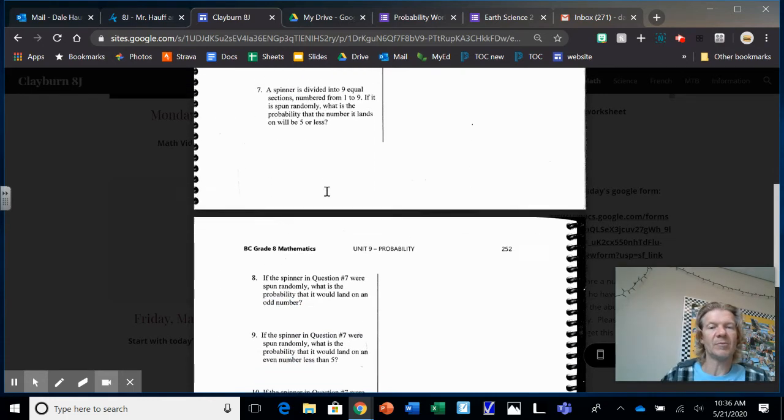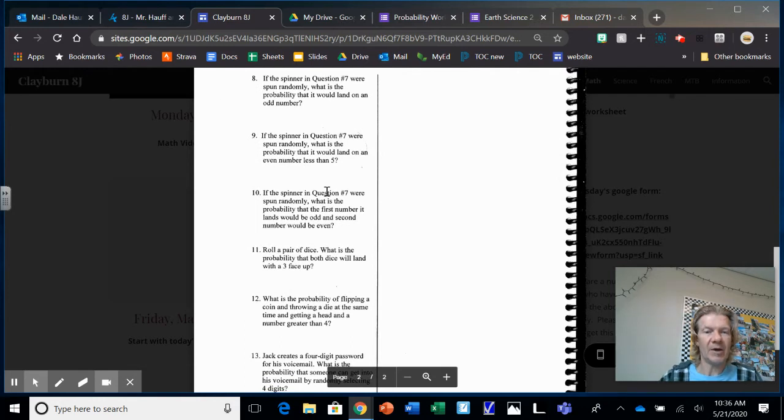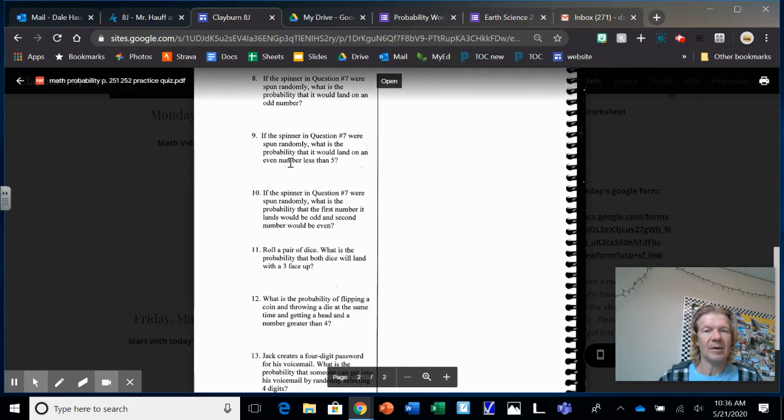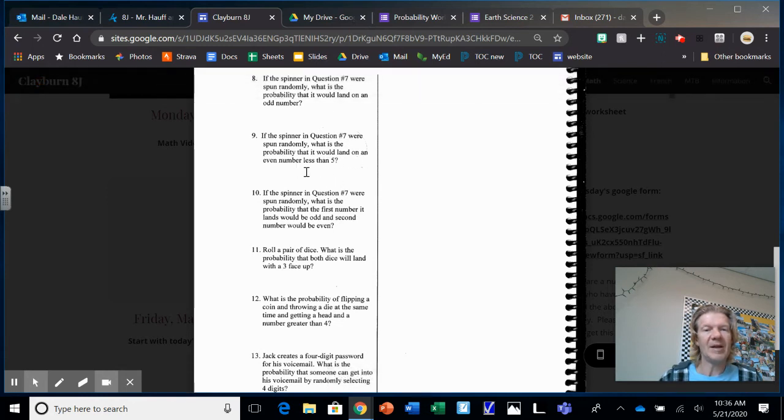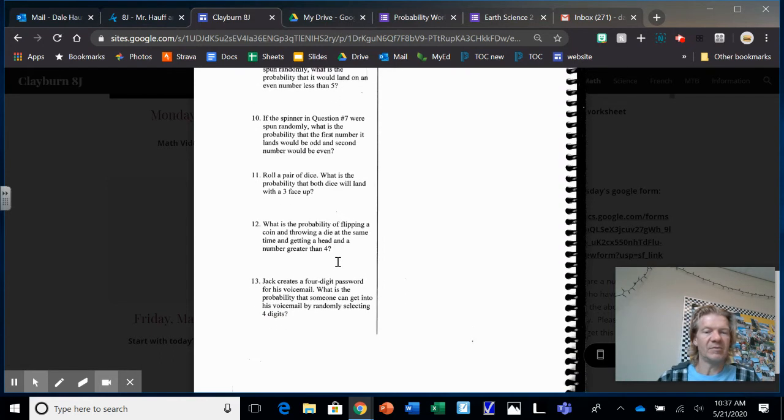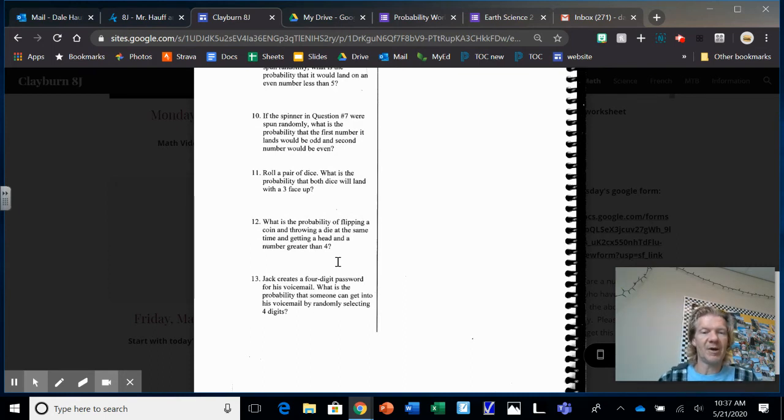If you get past this and start working on these, there's some more sophisticated questions here as you go. So if the spinner in question 7 up here were randomly spun, what's the probability that it would land on an even number less than 5? Well, you have to know what even numbers are: 0, 2, 4, 6, 8. Okay, so less than 5. So 5 is not counted because it's not less than 5. It was not even anyway. 4 is even, and 2 is even, and 0 is even. But 0 is not a choice because the spinner's 1 to 9. So 2 numbers out of 9, 2 out of 9. That's it. That is all you do. The rest are just really similar stuff. I thought they were more sophisticated as we went on, but they're not really.